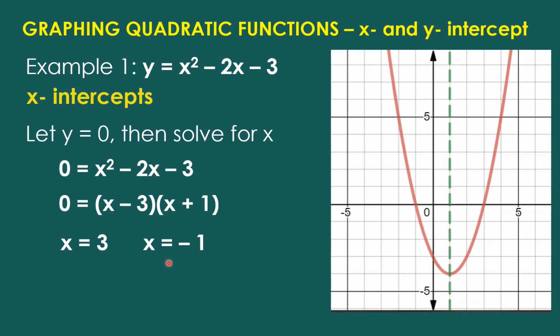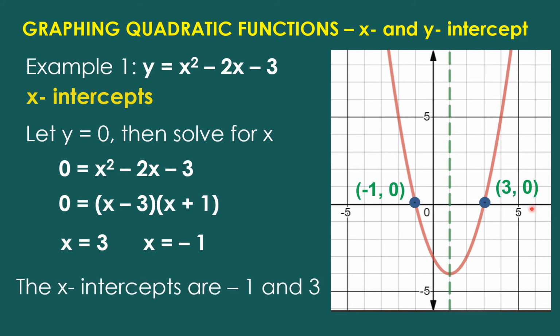Notice that there are two x-intercepts. These x-intercepts are the points on the parabola that cross the x-axis when y is equal to 0. And that is negative 1, 0 and 3, 0. That means the x-intercepts are negative 1 and 3.